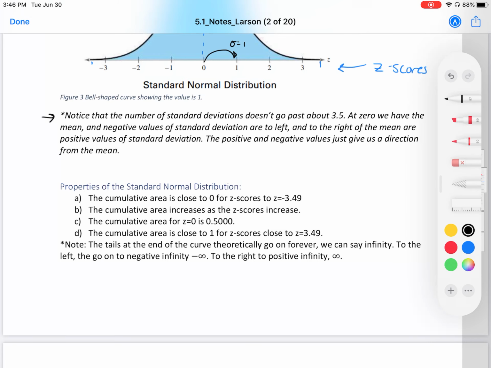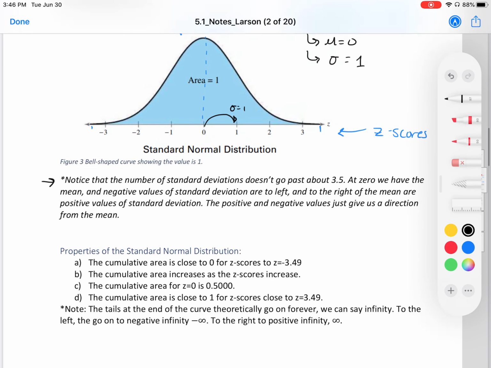Notice that the number of standard deviations doesn't go past about 3.5. At 0, we have the mean, and negative values of standard deviation are to the left, and to the right are the positive standard deviations. The positive and negative values just give us a direction from the mean.